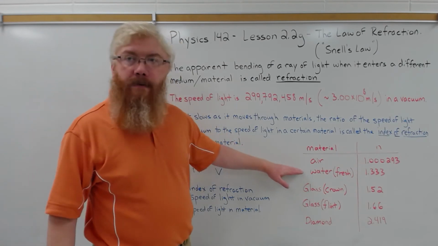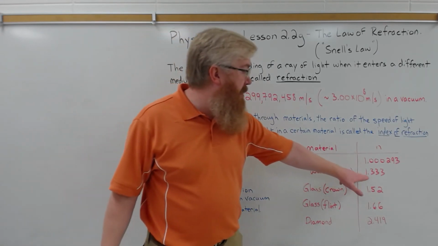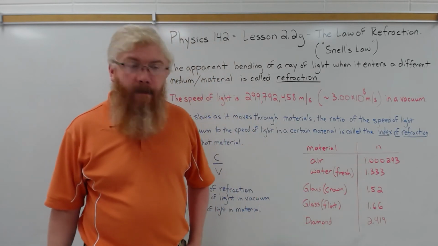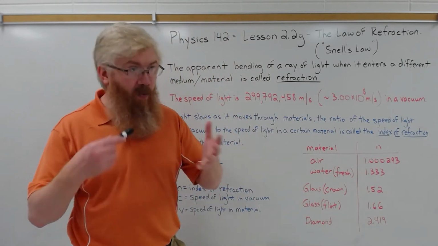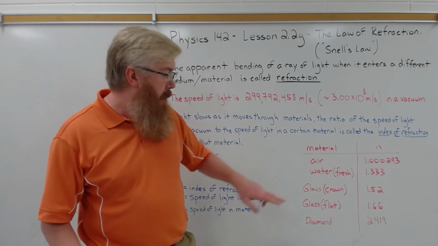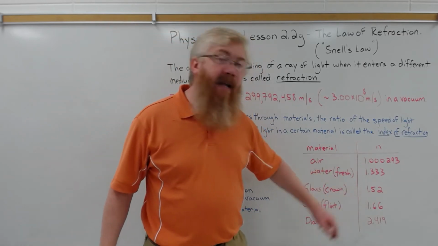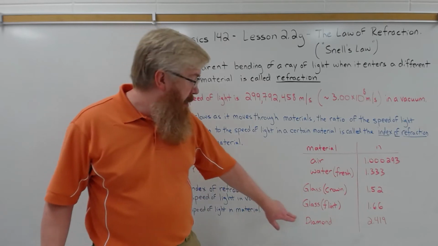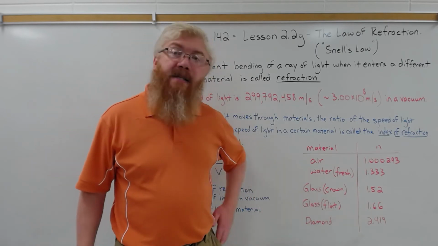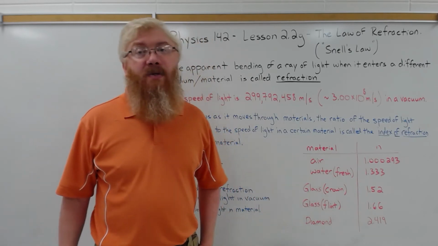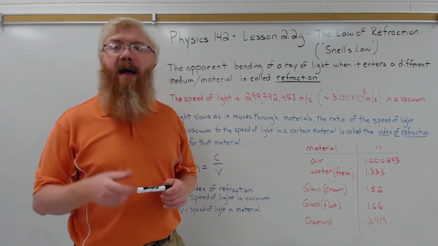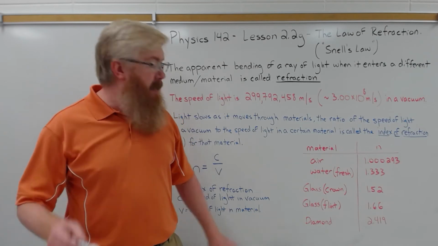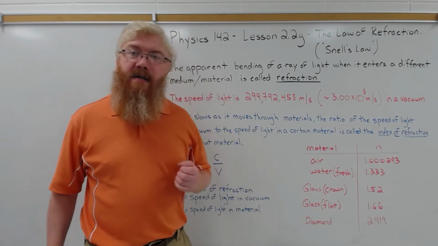So water. Okay, fresh water has an index of refraction of around 1.3. Glass. There are different types of glass depending on what it's comprised of. Different types of glass have slightly different index of refraction. Diamond has a very high index of refraction, around 2.4. That's one of the reasons diamond becomes as sparkly as it does and why it's so sought after as a jewel, because it has a very high index of refraction.